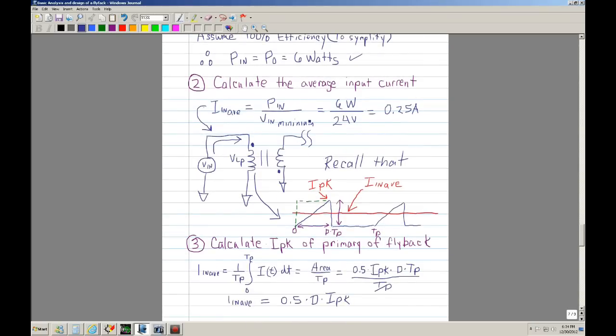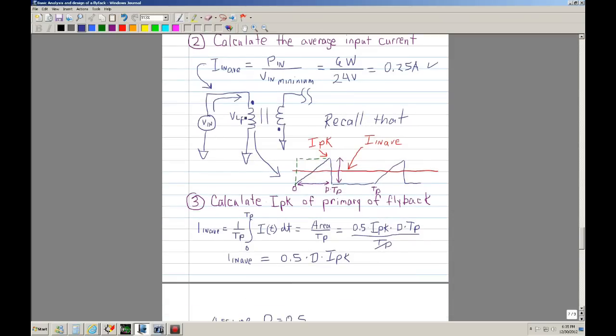Second, we calculate the average input voltage. To calculate the average input current, I_in average, it's power in divided by V_in minimum. Using our design example, power in is 6 watts and we divide it by 24 volts, so we should have a quarter of an amp of average current.